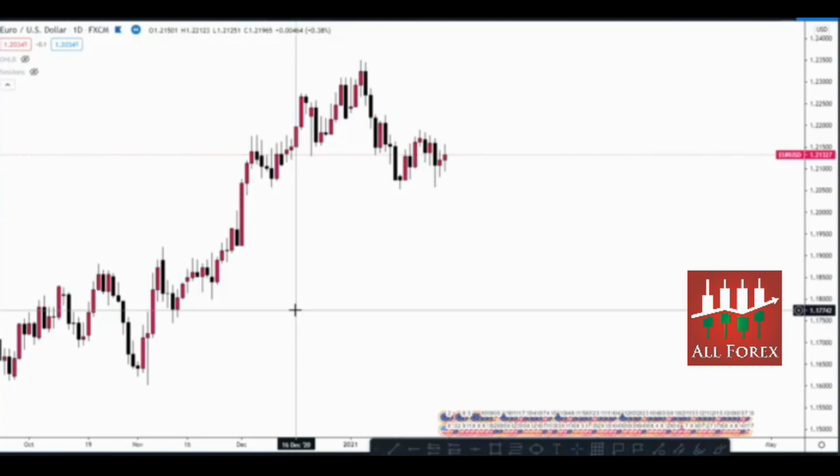Today's video is going to be on order blocks, diving deeper into order blocks and finding out which ones work, which ones don't work, and a lot more.